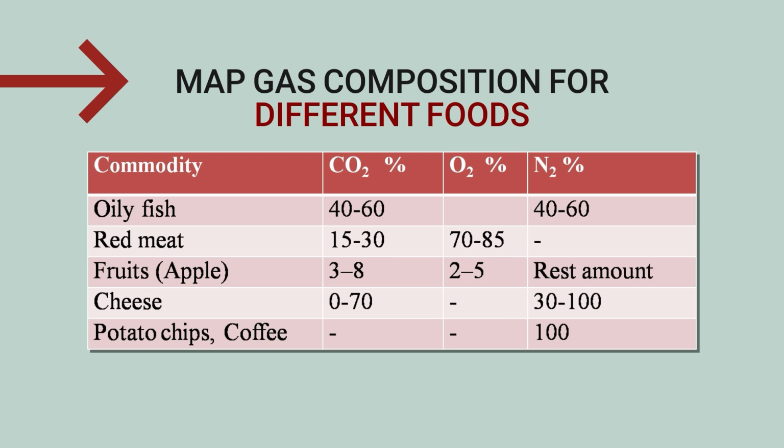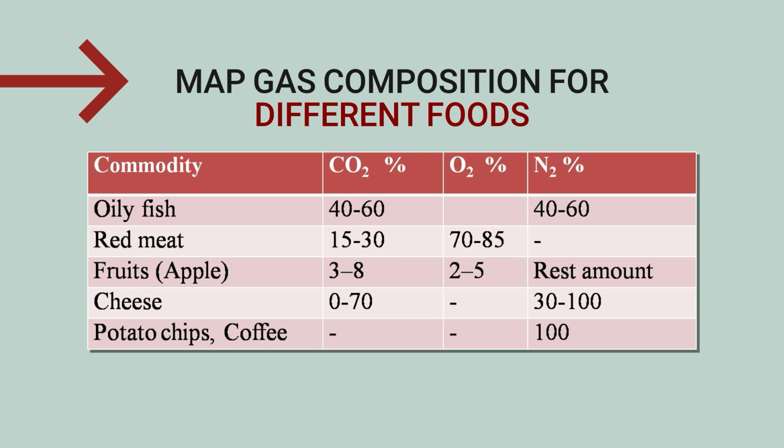So we can use only carbon dioxide 40 to 60% and nitrogen 40 to 60%. You know that nitrogen is an inert gas that doesn't react with the product. But there is also an exception, like red meat. Fresh red meat needs to maintain its bright red color.